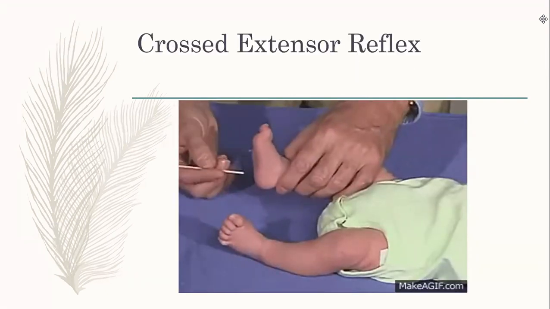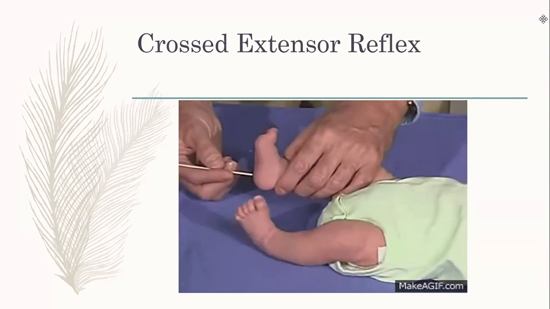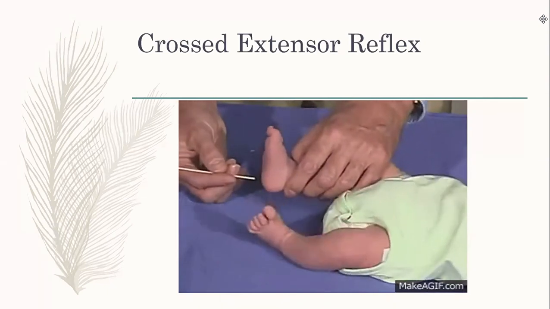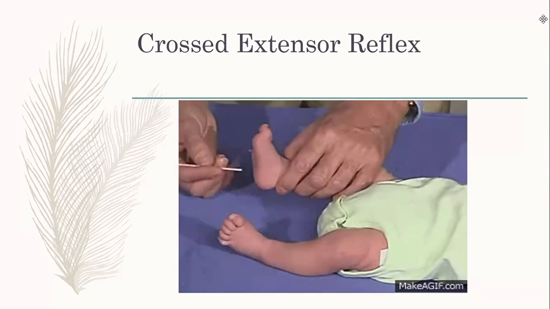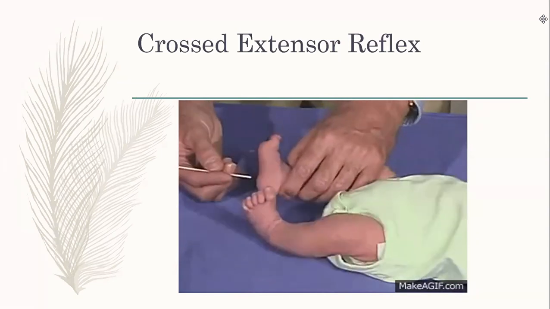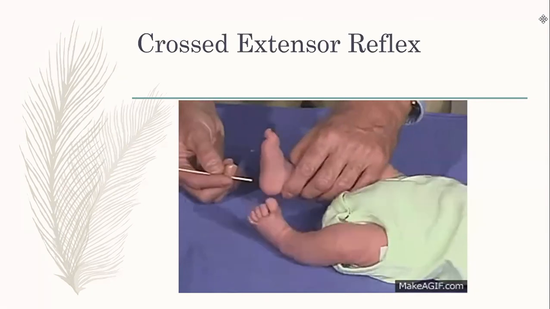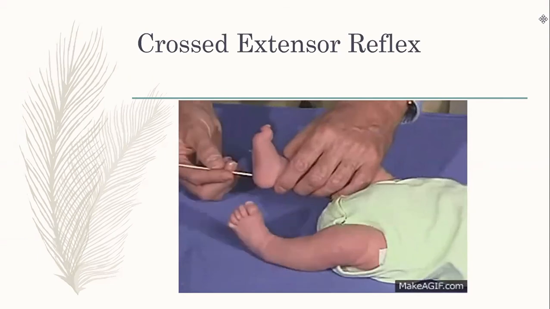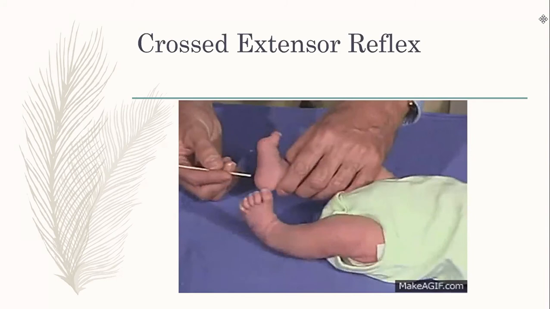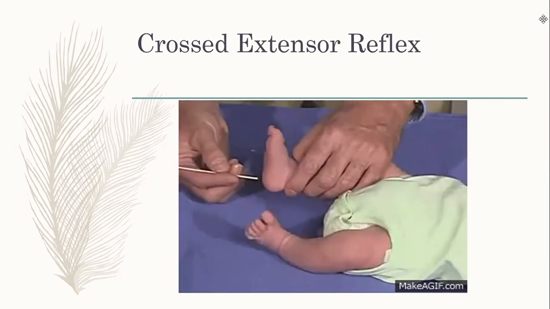For example, if you stimulate the right leg of the baby, look, the other side also moves, trying to push away from the noxious stimuli. The right leg flexed to remove the right foot from the stimulus. But the left leg extended, trying to push away, pushing against the hand. So that's how it is. The cross-extensor reflex is a protective mechanism.